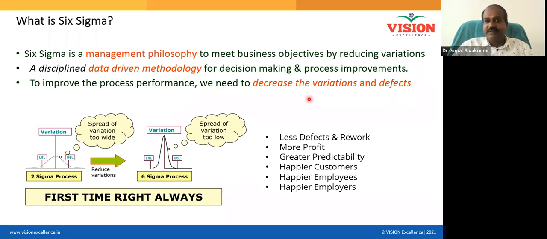How can we decrease the defect? What is the technique behind? Decrease the variation. How do you know there is a variation? Collect the data. So, data collection. So become a data-driven professional.